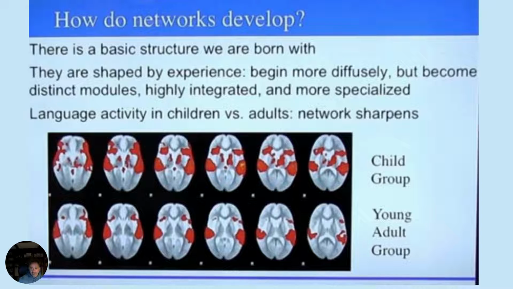So the more experiences you have, the more the brain networks are shaped by those experiences, right? If you look at, as an example, language activity in children versus adult, networks sharpen, right? If you look at the child group on the top row right up here, you're looking at acquisition of a language which is high in children versus the young adult group. So the younger the children are, the more ability their brain has to acquire a language.